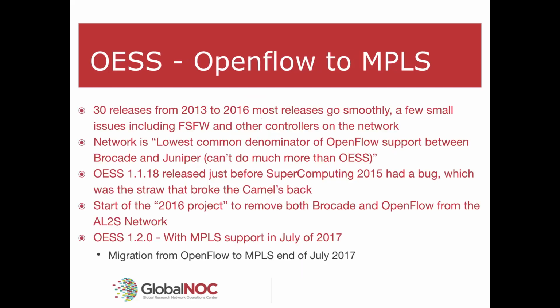And like I said, we've done about 30 releases from 2013 to 2016, and most of them went smoothly. There were maybe a few bugs, but we didn't have any major things until that 2015 outage. The network was the lowest common denominator in terms of OpenFlow support, and because of that, we couldn't really do much more than OESS. And then when this OESS 1.1.8 bug hit, that was kind of the end of it. So that was the start of what we called the 2016 project, where we removed the Brocades and OpenFlow from the AL2S network. OESS 1.2.0 with MPLS support was released in July of 2017, and the migration from OpenFlow to MPLS was the end of July 2017.